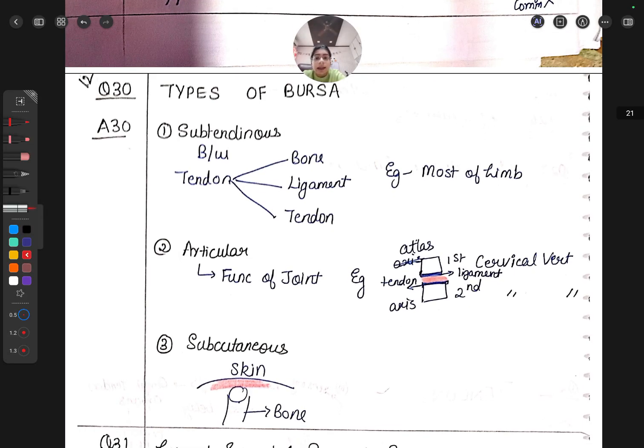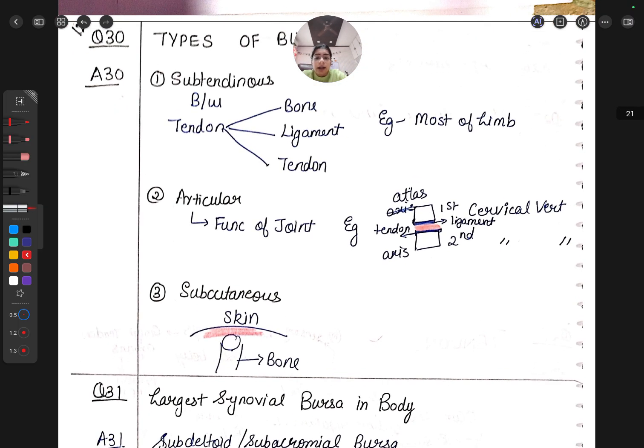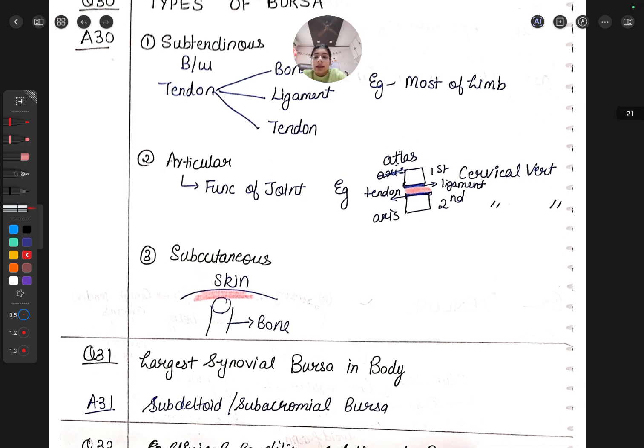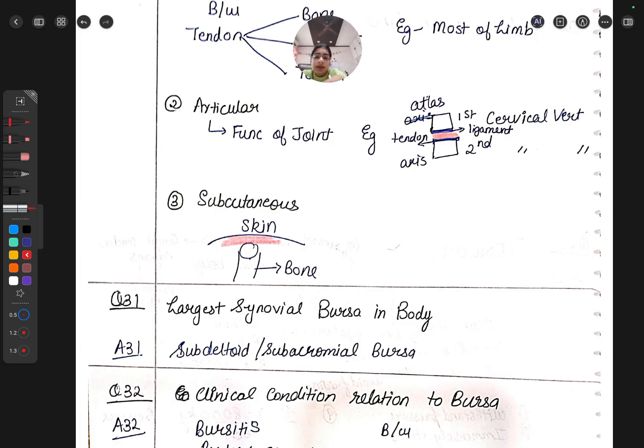Now, what are the types of bursa? Subtendinous, between a tendon and another part, which can be bone, ligament, or a tendon. Now, articular, it is like in a joint. Articular means joining something. Third is subcutaneous, beneath the skin and where it is bone, right?